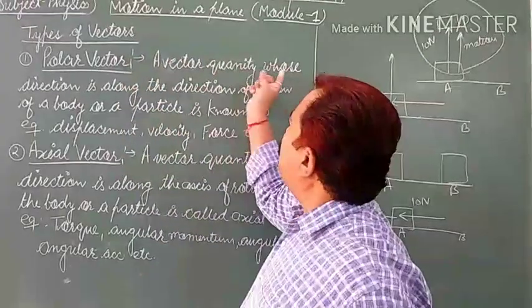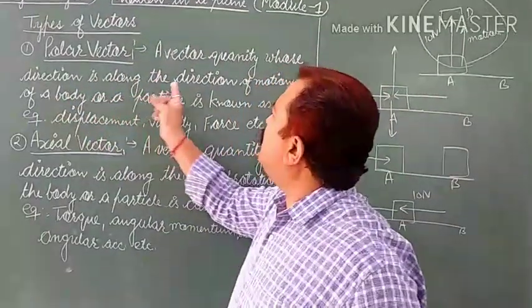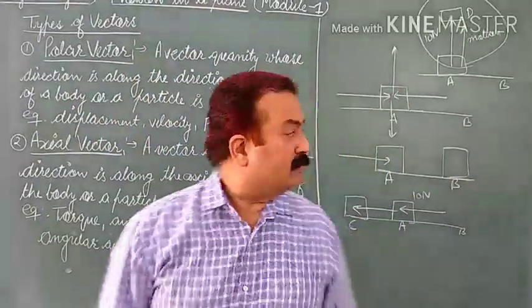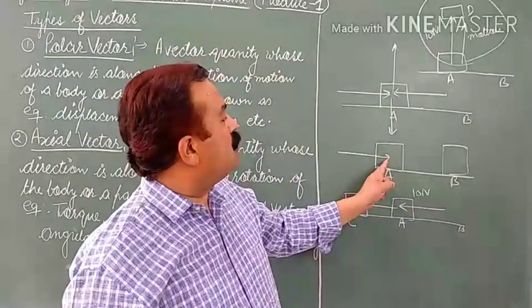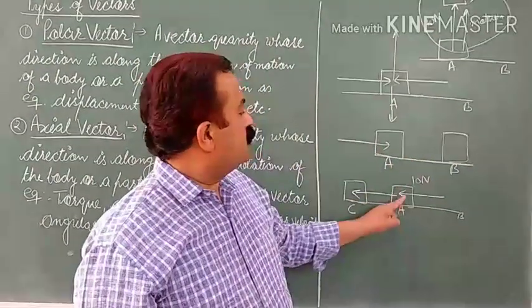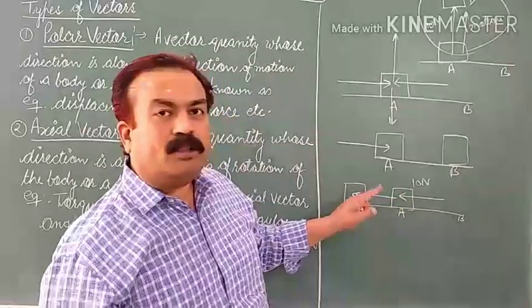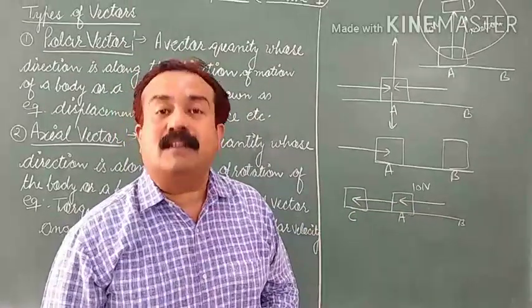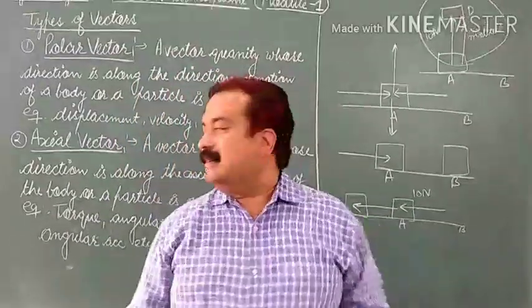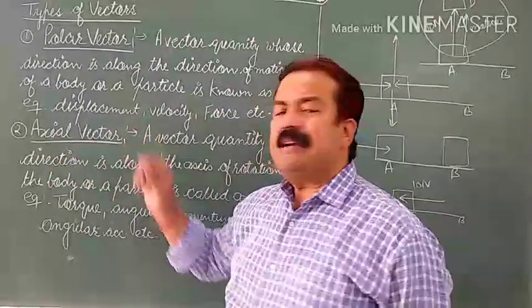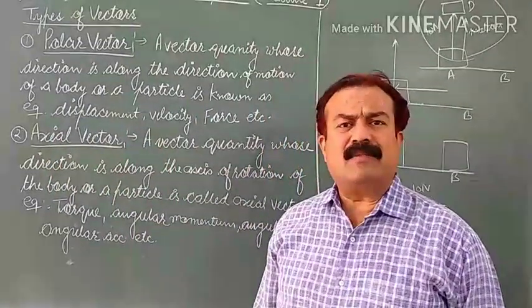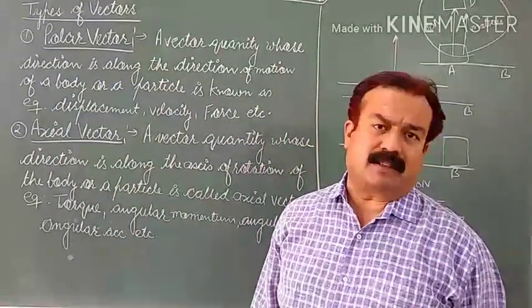So again, see the definition. A vector quantity whose direction is along the direction of motion is called a polar vector. But another one is the axial vector. An axial vector is different from the polar vector.